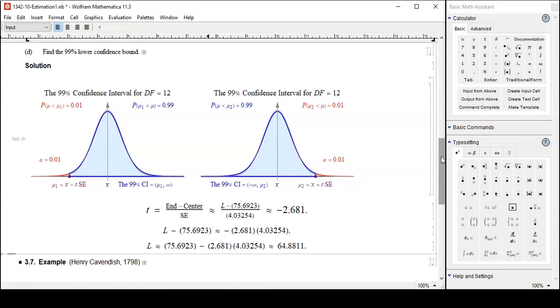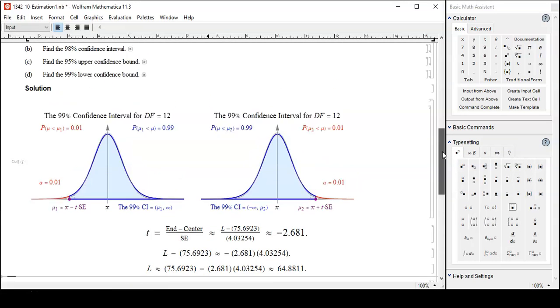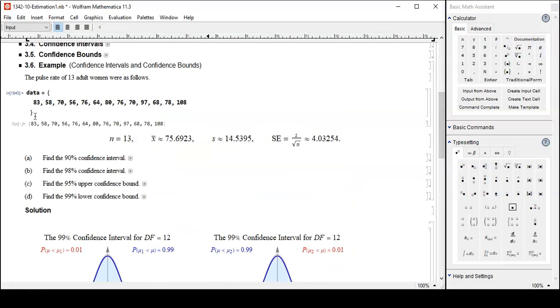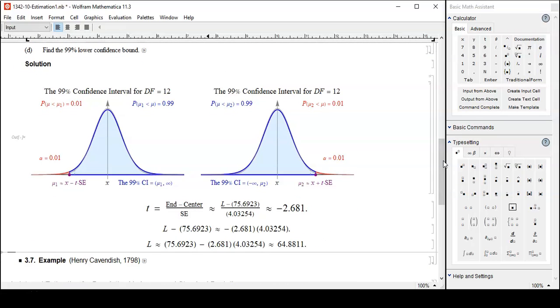That is, there is a 99% chance the real mean is above that number. The real mean of these 13 women is above that number. There's a 1% chance that the real mean is, by some strange luck, 64.8811 or less.